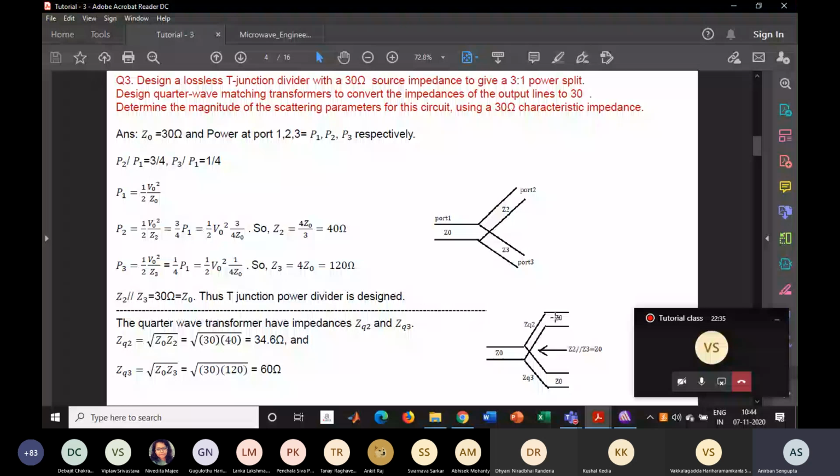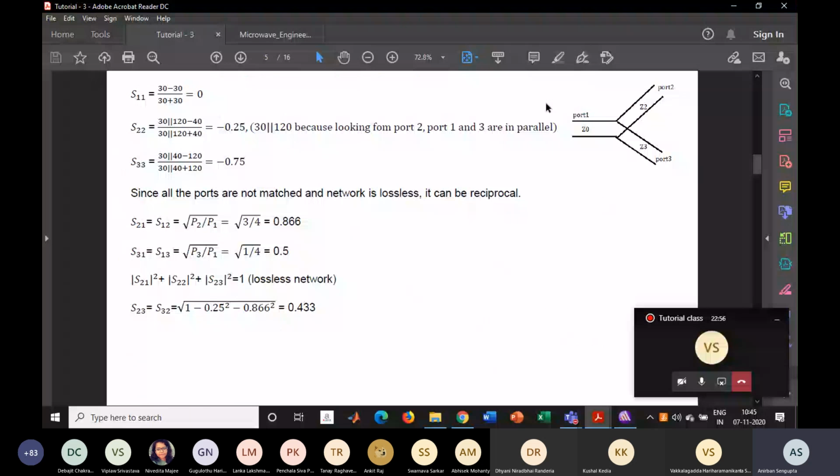Now, the last part of the question: determine the magnitude of the scattering parameters for this circuit using 30 ohm characteristic impedance. For the scattering parameters, we will use these equations. So S11 for this structure: we know that 30 ohm is connected at this port and the line is also a 30 ohm impedance. So from ZL minus Z0 by ZL plus Z0, that will come out as 0 because this port is matched. So S11 is 0.